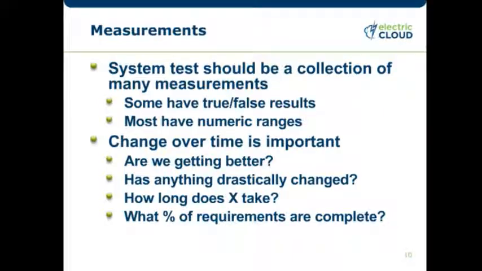Someone checked something in that messed up the schema or the indexes on the database, and now suddenly all the queries are taking much longer. You might not have an absolute value of what the proper amount of time is, but what you've detected is there's a huge change. That's very valuable. There are things that you do want to have absolute values for. Am I within the range or not? The percent of requirements that are complete. That has nothing to do with performance at all.